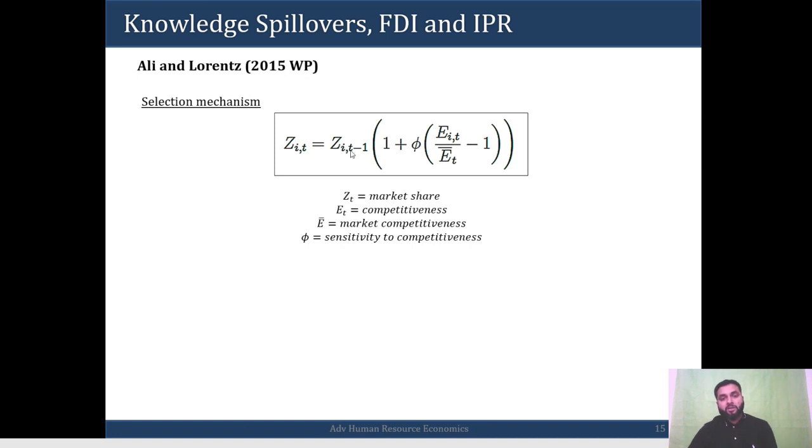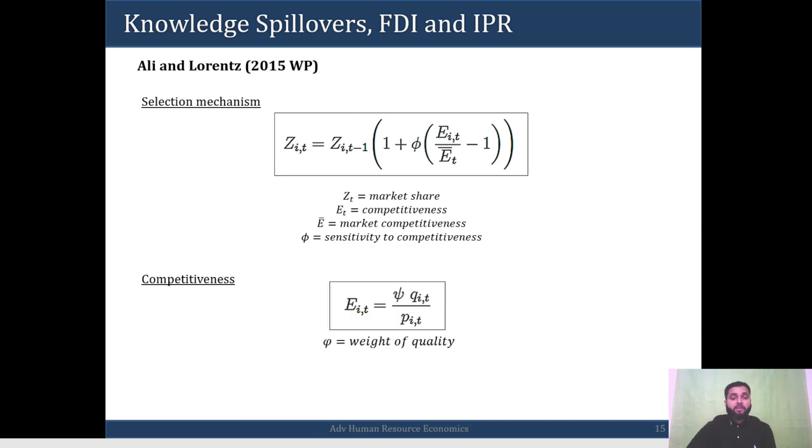Okay, so market share, this will be multiplied with 1, and then this will be multiplied with whatever this comes out to be. If this is 2, and if this is, let's say, 4, if this is 2, then this whole thing will be 2, and 2 minus 1 is 1, and if this phi is 0.5, you multiply zt minus 1 with phi, and you add it into zt minus 1, you will get this year's market share of this firm. Okay, so this all depends on the competitiveness of the firm.